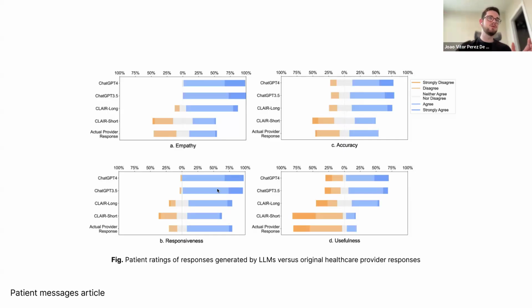The general picture here is that we also look at empathy, accuracy, responsiveness, and usefulness. Overall, the models seem to have a better rate of strongly agree for empathy and for accuracy. Responsiveness is kind of the same; you still have a good amount of strongly agree for the actual provider response. And for usefulness, that's where we have the biggest difference, where the responses from the model were more useful for the patient. This is the perspective of the patient, in a similar scenario, and this is all blinded.